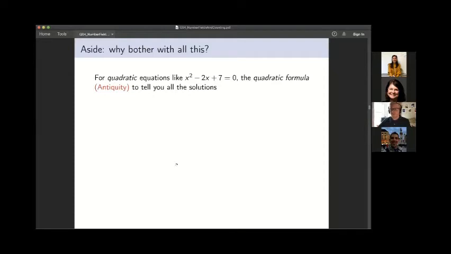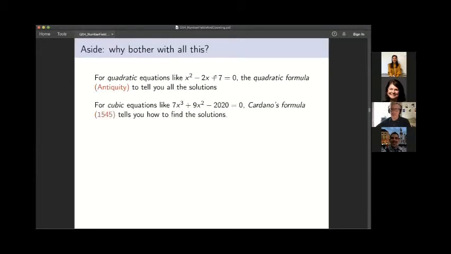The easiest example is quadratic equations, things that look like x squared minus 2, with a leading x squared. The quadratic formula, which we all learned about in middle school and which dates back to antiquity, tells you the solutions, right? As input, it takes the equation, and as output, it tells you the solutions with a nice formula. It turns out that for cubic equations, there's a similar thing. There's a formula which takes as input your polynomial, and as output tells you how to find the solutions.